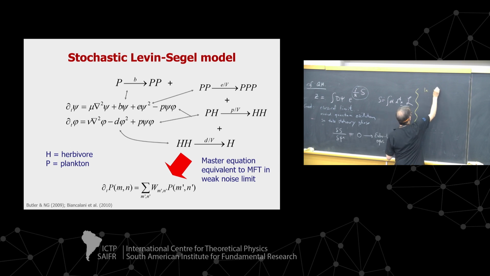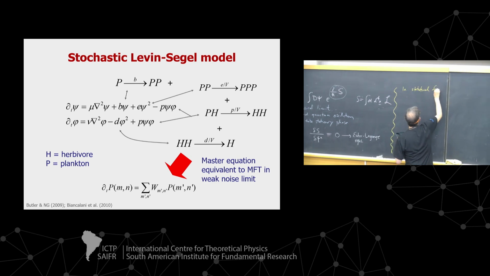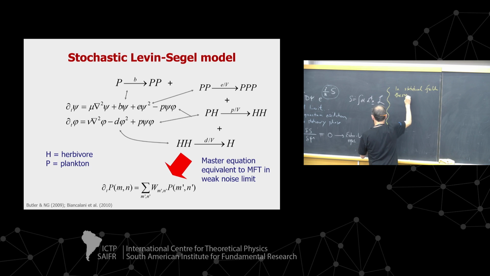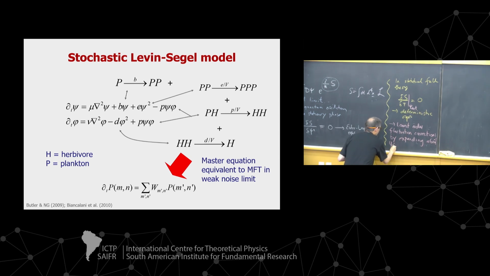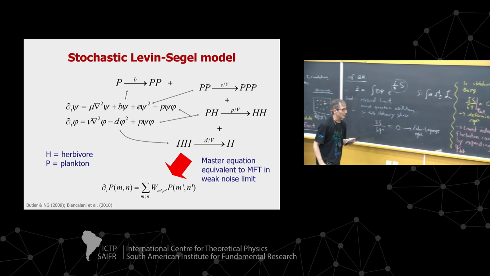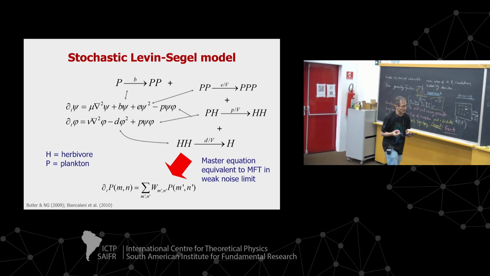So let me just say then, in statistical field theory, dS by d psi equals 0 gives you the deterministic equations. And then you can get the lowest order fluctuation corrections by expanding about the point, the field configurations which correspond to the deterministic solutions. So for those of you who know field theory, this would be the loop expansion.